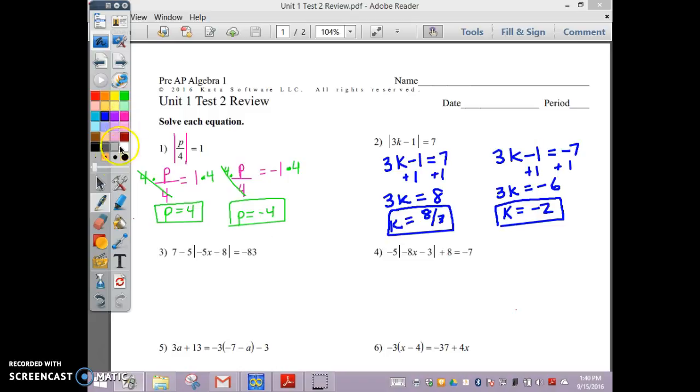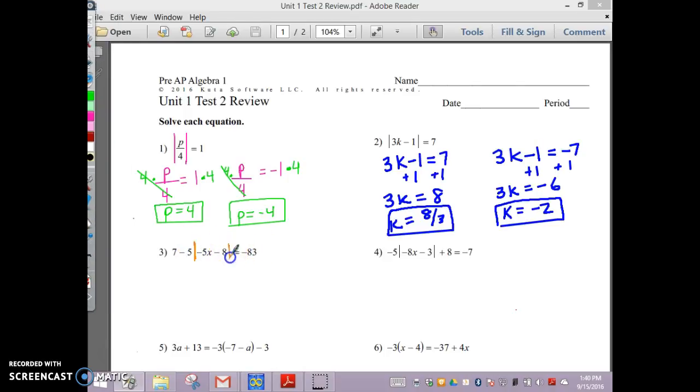Number 3 is a little more tricky because we have all kinds of stuff going on outside of the absolute value, and we have to isolate this absolute value first before we can set up our two cases. So first I will subtract the 7, leaving me with -5 times the absolute value of -5x minus 8 is equal to -90. Divide both sides by -5. So my absolute value of -5x minus 8 is going to be equal to, those are both negative, +18.